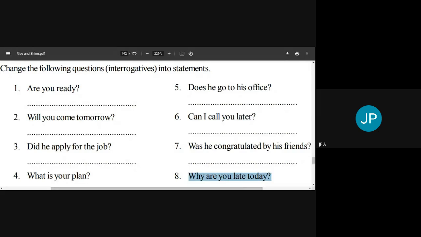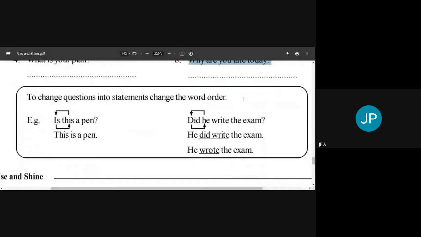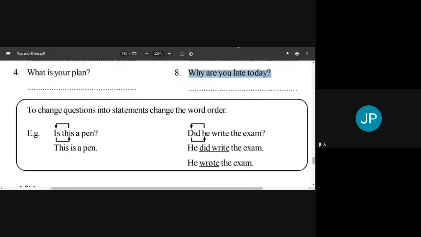You are late today. So this is how we change a sentence from one form into another. There are slightly more different changes that happen when you change a sentence from direct speech to indirect speech. So this is what we did when we changed questions into statements or statements into questions. We change the word order. Is this a pen becomes this is a pen. Suppose we have to change a statement into a question, the similar reverse change happens. This is a pen. I have to change it into a question. Is this a pen?